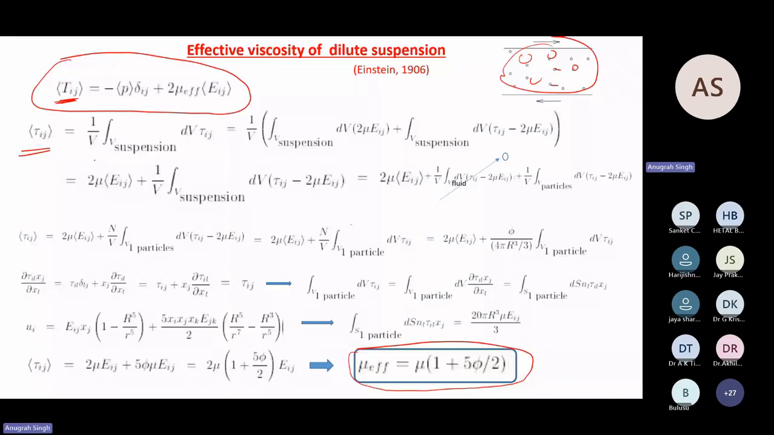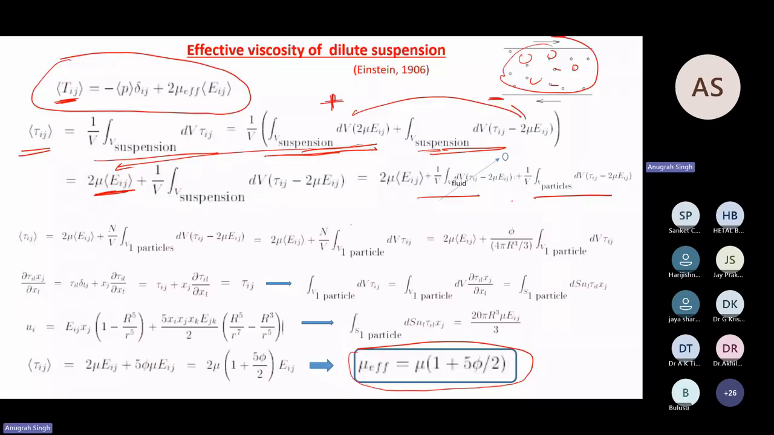First, you add this term and you subtract this term, so what you are left with is the original term. Why we are doing it will become clear. Now this term, as you can see, is the definition of the volume average. Mu is constant because you have a suspension in a Newtonian fluid, so this becomes your average rate of strain. The second part you break into two: suspension means the fluid part and the particle part.